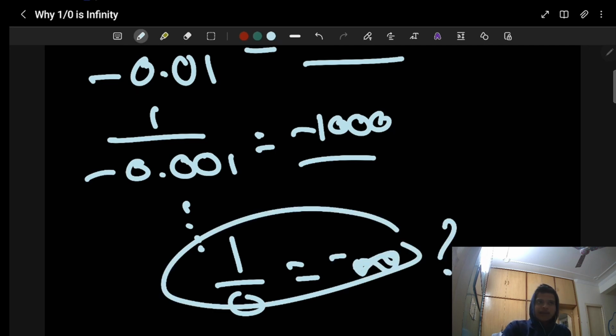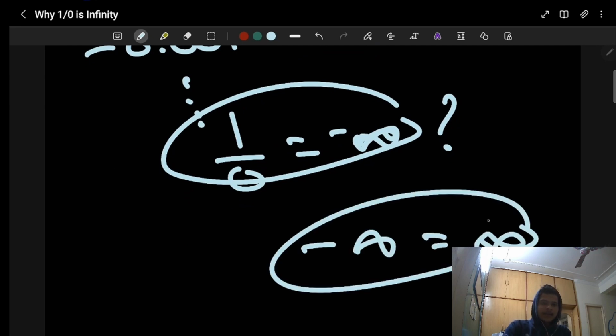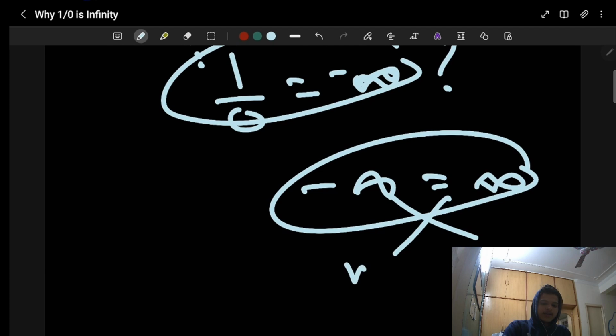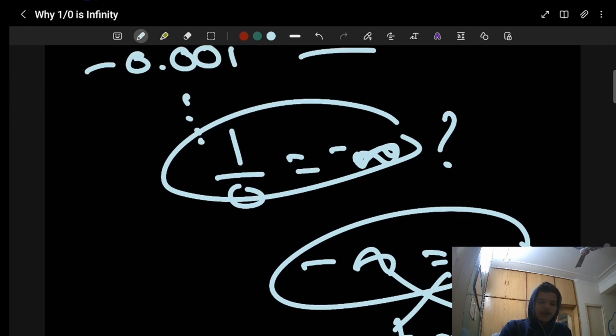Well, what does that mean? That means that negative infinity is equal to infinity. But that's not possible, right? That is not possible. So where's the flaw here? Where's the flaw in this part of the theory? Where exactly did Eddie go wrong here?